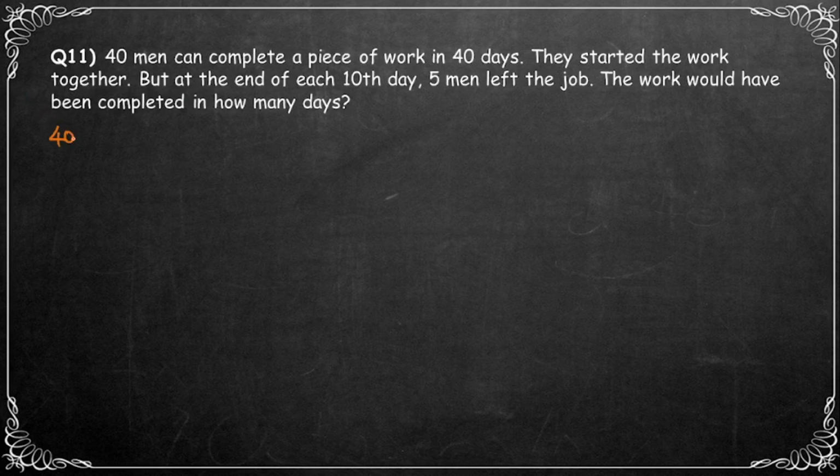So 40 men can complete that work in 40 days. Now, by the end of each 10th day, 5 men left the job. That means 1st day, 2nd, 3rd, 4th day, 5th day, like that 10 days. 40 men work on each day, right? Until the end of the 10th day. On the 11th day, 35 men work. 5 people left, and then it goes on till the 20th day, 35 people work and then 5 people will leave. So that means on the 21st day there are 30 men. Like that it goes on.